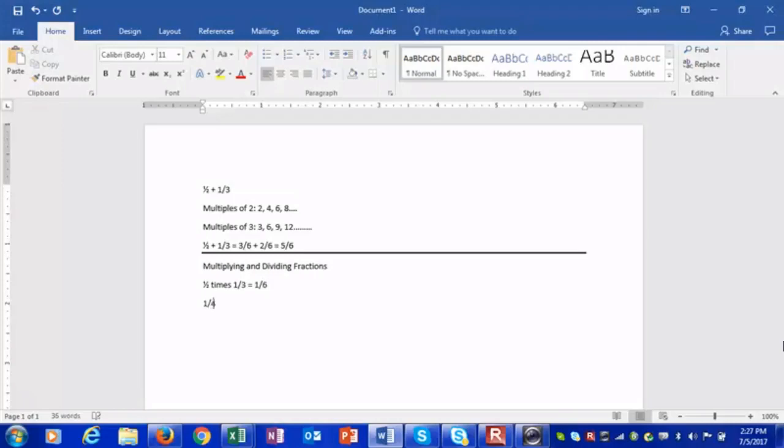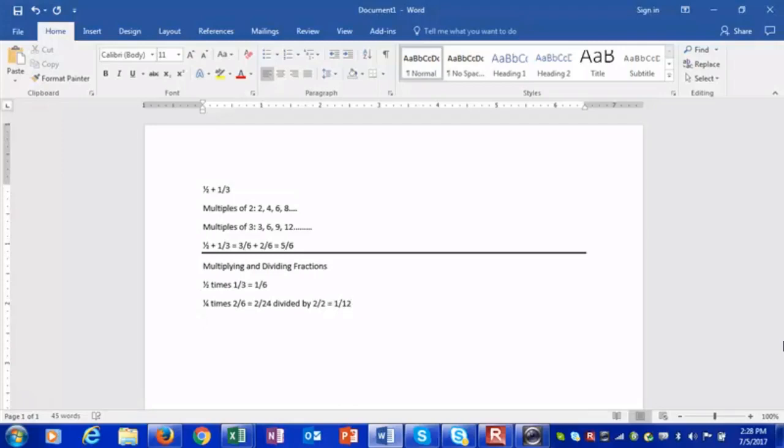Let's keep going. 1/4 times 2/6. Same concept. Multiply the numerators and then multiply the denominators. 1 times 2 is 2. 4 times 6 is 24. And what can we reduce 2 over 24 by? If you divide by 2 over 2, 2 divided by 2 is just 1. 24 divided by 2 is just 12.